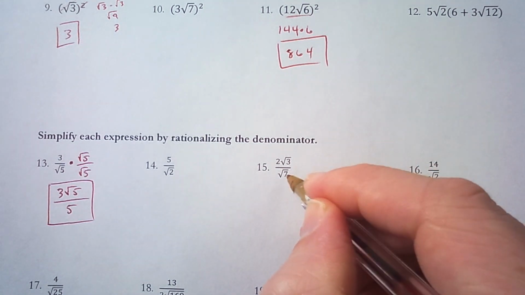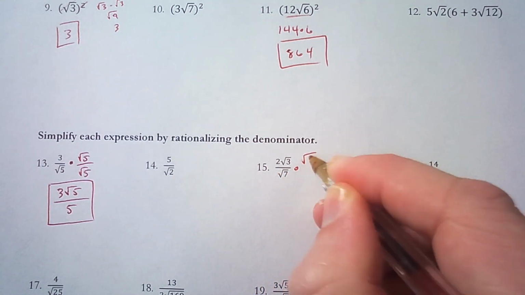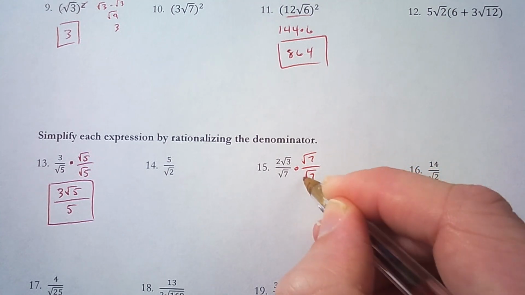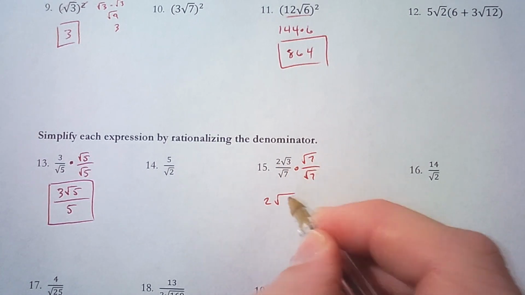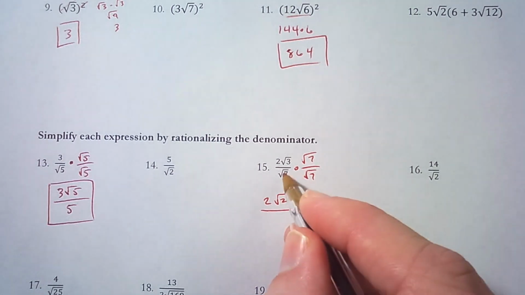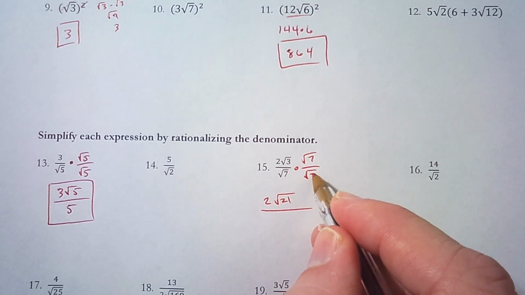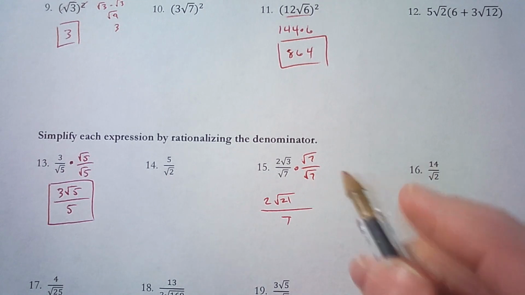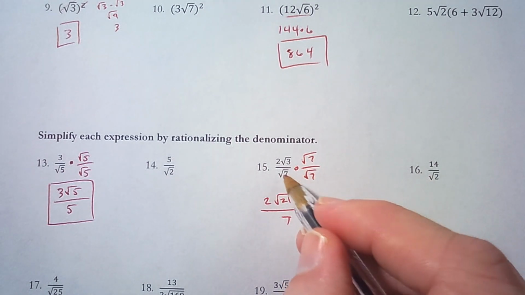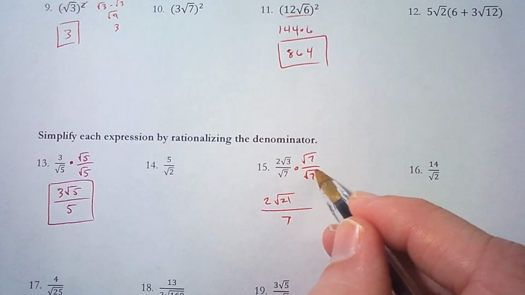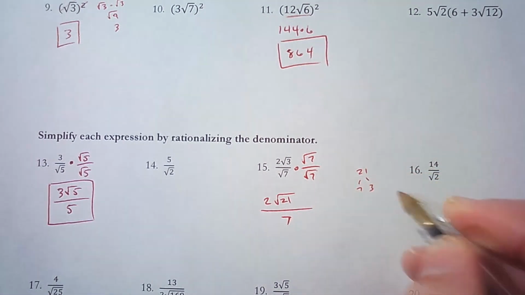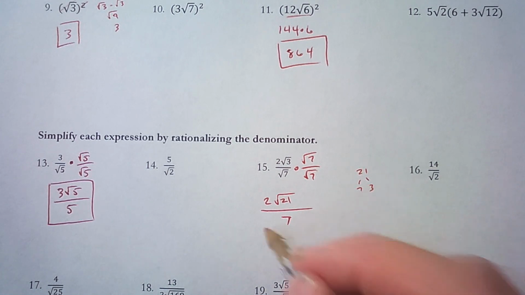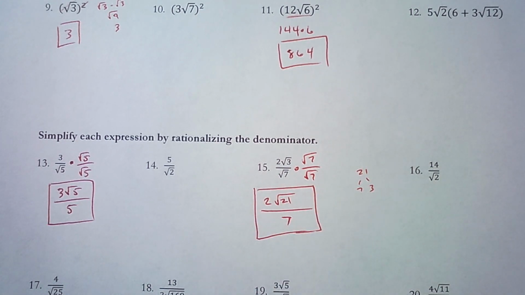Okay, let's go to 15. So I have a square root of 7 for the denominator, so I'll multiply top and bottom both by the square root of 7. So I get 2 times the square root of 3 times 7 is 21. And the square root of 7 times the square root of 7 is the square root of 49, which is 7. Anytime you multiply a square root by itself, you get what's under the radical. Square root of 7 times the square root of 7 is 7. Now, can I simplify this radical? 21 is 7 times 3. Those are both prime. There's no pairs, so I cannot simplify any further.